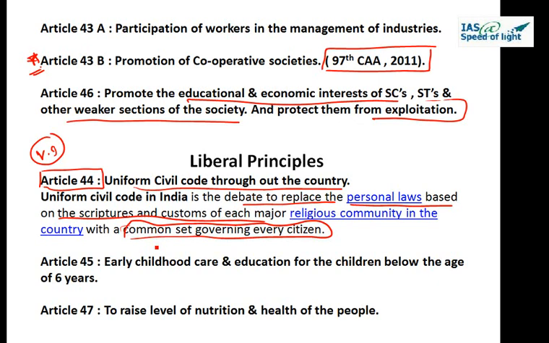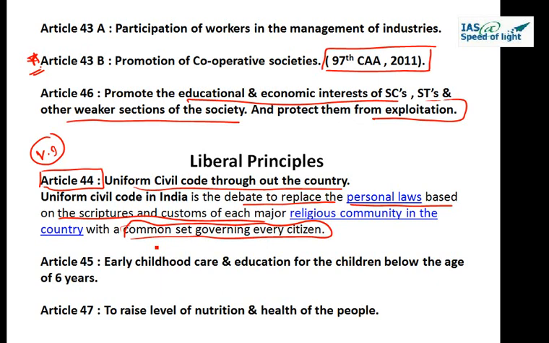But this is a debatable issue in India, and it can be a question in mains as well, like what are the challenges to implement a uniform civil code throughout the country. Okay, so on article number 44, if any such question comes, you have to refer to that particular article also, like what is the constitutional position, what is the legislative position of that particular issue in India.